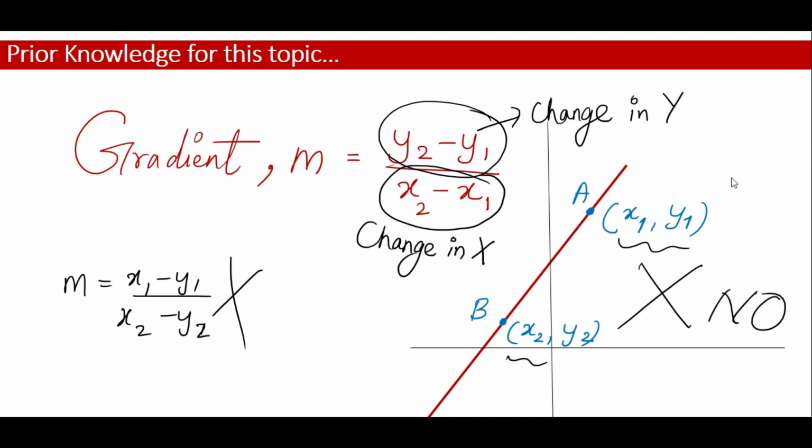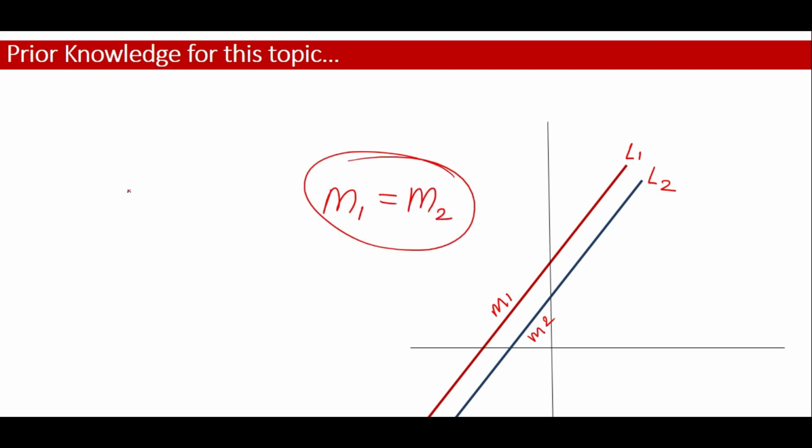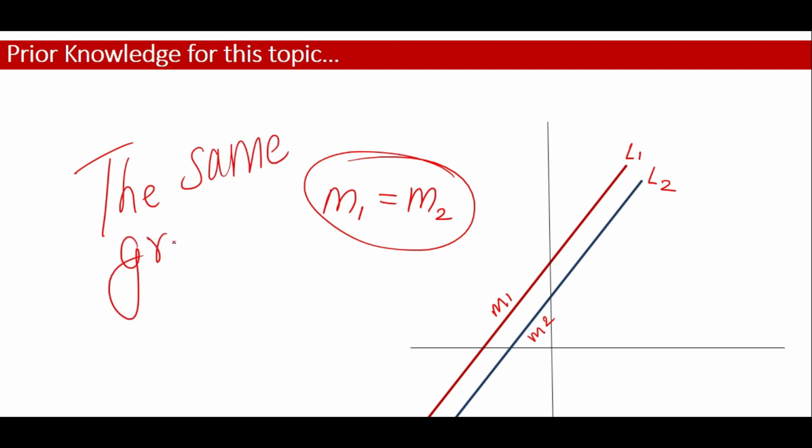Moving on to the next topic, let us consider two parallel lines. I will label them as L1 and L2. You can see they have the same gradient or the same slope. So in these conditions, if m1 is the gradient of line L1 and m2 is the gradient of line L2, the condition is m1 equal to m2. They have the same slope or the same gradient. We will be using this while solving the questions.